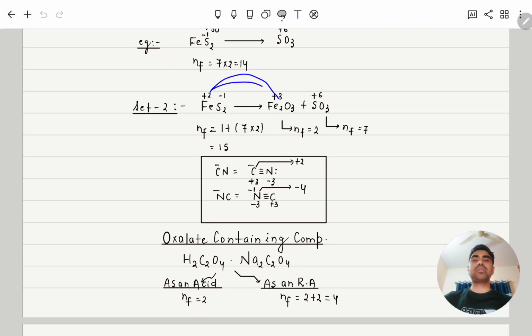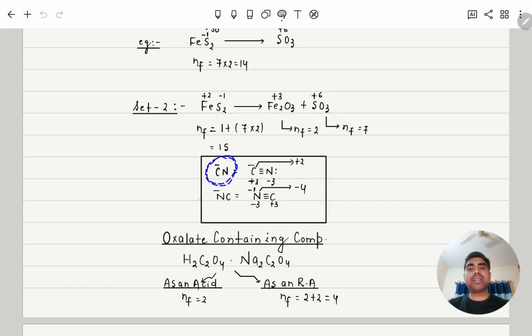Similarly here +2 and +3, the difference is 1 into atomicity 2. So n factor is 2. For +6 going to -1, or -1 coming to +6, the difference is 7 into atomicity 1, so n factor is 7.